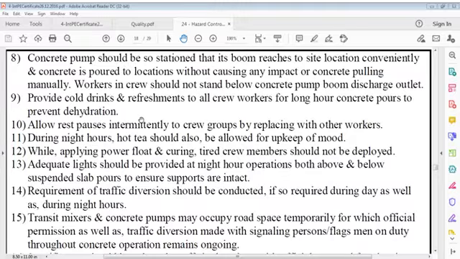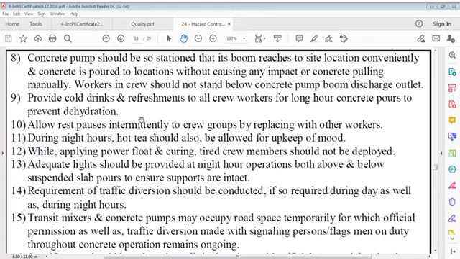Workers in the crew should not stand below the concrete pump while it's pouring. At the boom discharge, they should be either this side or that side, because they have to receive the concrete. That's also important. Workers in the crew should not stand below the concrete pump boom discharge outlet. They have to be either that way or this way, but they have to receive the discharge. That point must not be ignored. They can't go away from there.